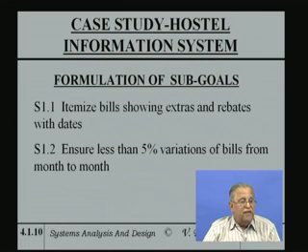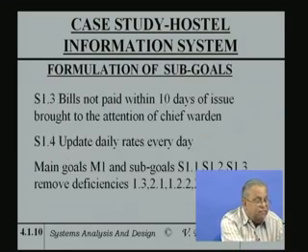And you ensure less than 5% variation of the bills from month to month. That is one of the deficiencies we said, that there is a wide variation in the bills from month to month. So, this way you put a 5% limit on the variations, and how you do it is also something you have to consider. How it is done is to be looked at in some detail.